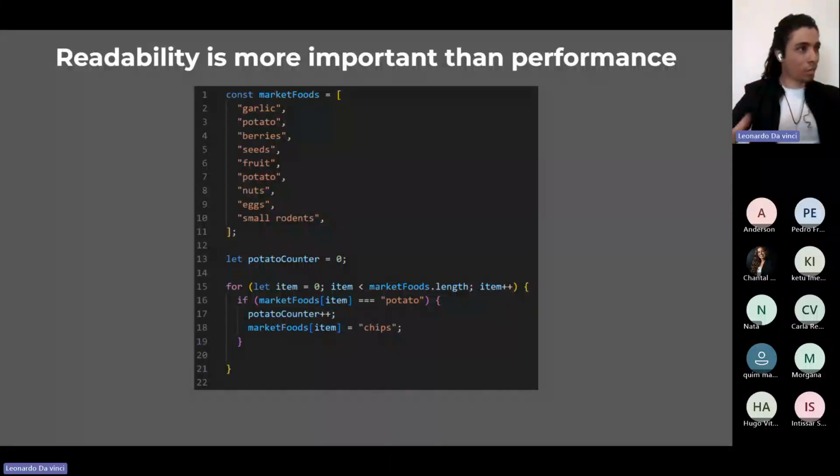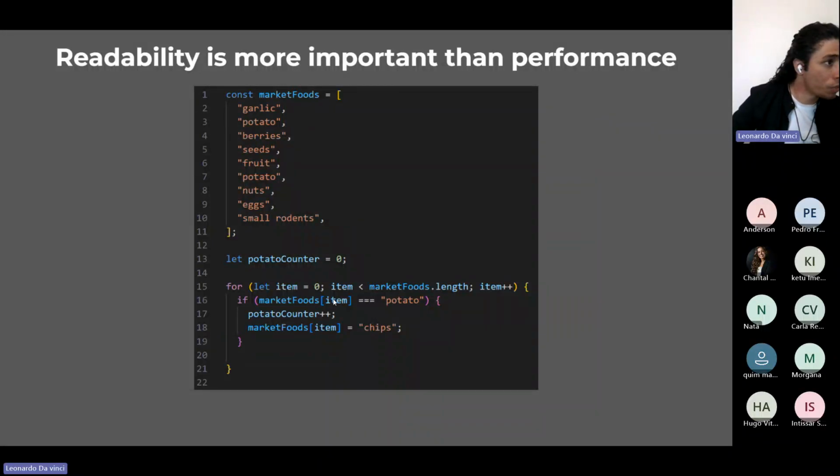Just see this example with me, right? It's a simple code, it's not doing anything relevant, just for exemplification. So you're making a list of market foods in here, and as you can see, you have potatoes 2 times, right? And garlic and fruit and blah blah blah. And then you have a counter for the potatoes. And what is this code doing? Okay, so it's running the entire list.